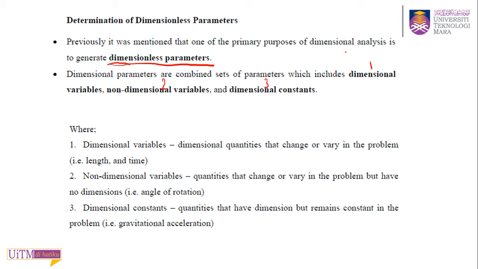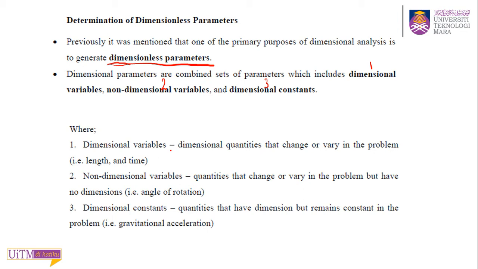You have seen before, let's say, an equation. There must be at least these three things: dimensional variables, non-dimensional variables, and dimensional constants. So what are these? The first one, dimensional variables, are dimensional quantities that change or vary in the problem. For example, length, time, mass. So those are dimensional quantities that can change or vary in your problem.